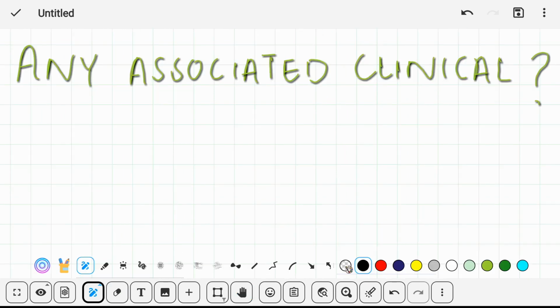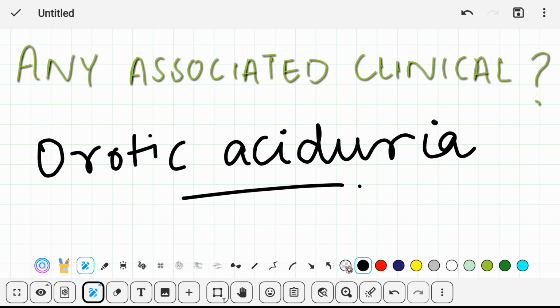Now, do we have any associated clinical condition with this process of pyrimidine synthesis? Well, yes. Orotic aciduria is the clinical condition here. Let's have a look.